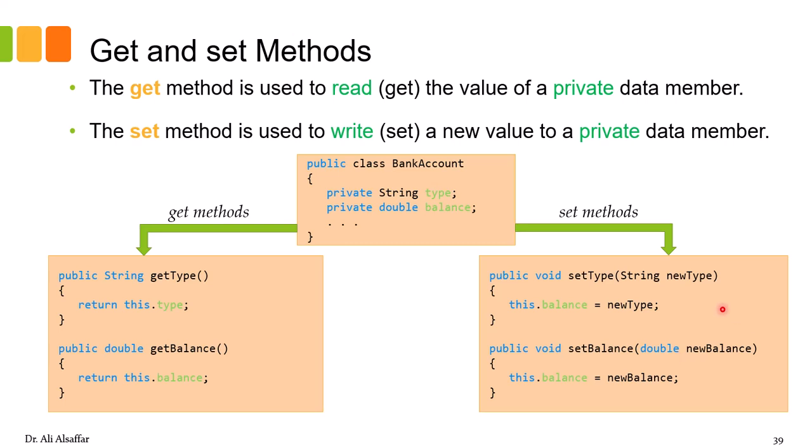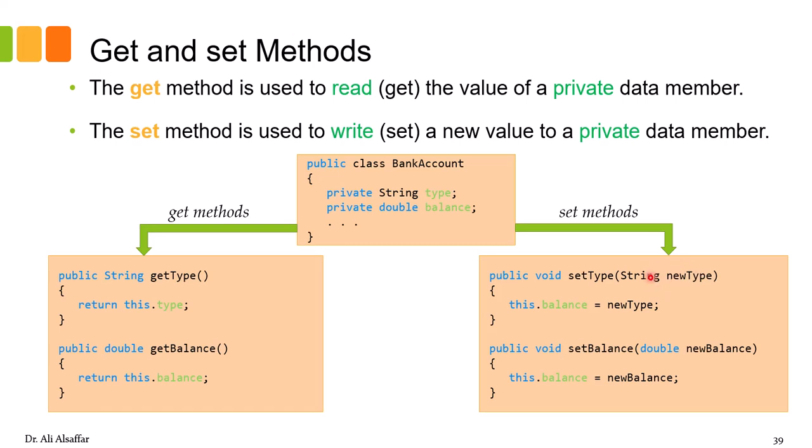Now for the set method, since the set method will change the value to a new value, we need to supply the new value as a parameter. So the return value for the set method is always void. If you want to change a data member, the set method will have the return value void. The name will be the same as the data member, but you put set in front of it and capitalize the first letter of the name of the variable. So if it is type, it will be set type. If it is balance, it will be set balance, with a capital T and a capital B.